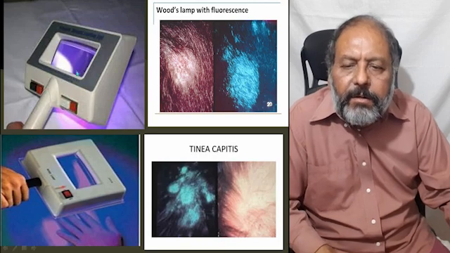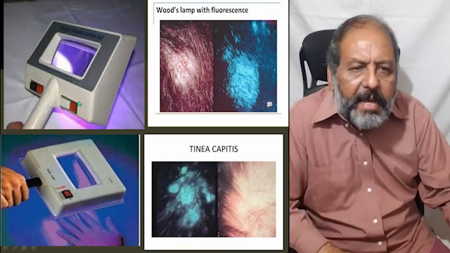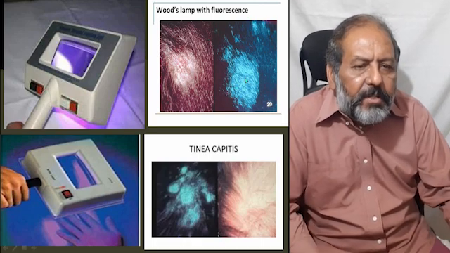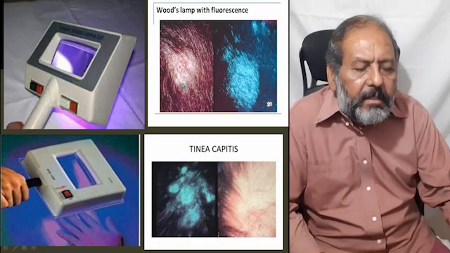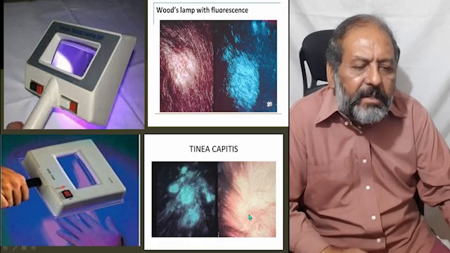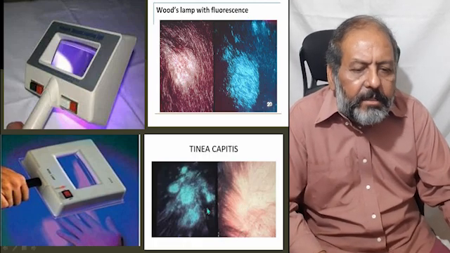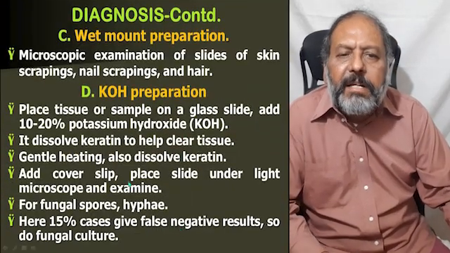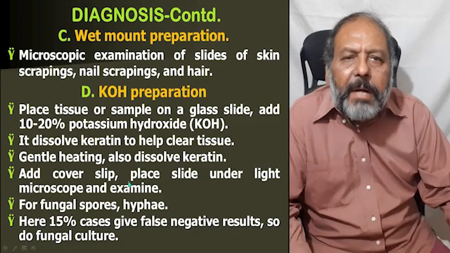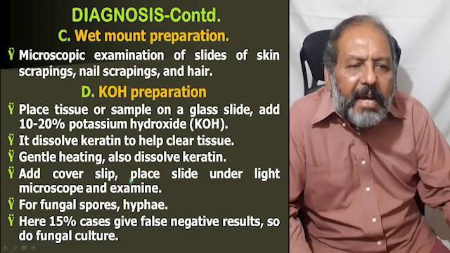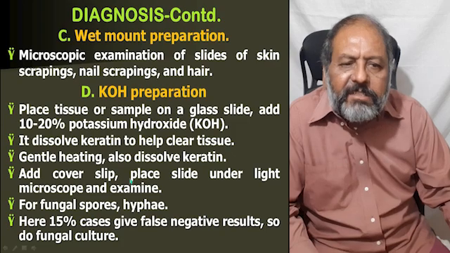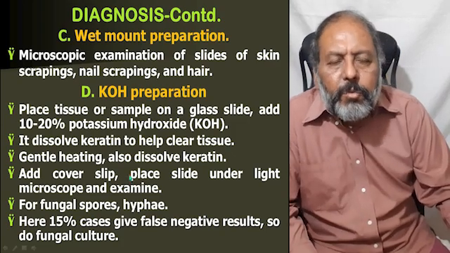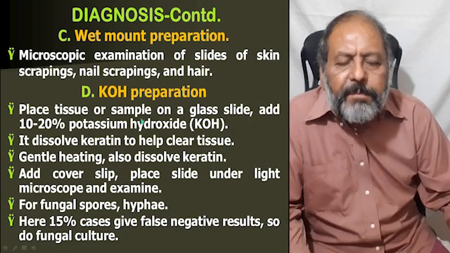So here is a Wood's light lamp, and that is the Wood's lamp with fluorescence. One can see the fluorescence of this lesion under the Wood's light, and similarly the fluorescence of this lesion under the Wood's light. Now, third is wet mount preparation, a microscopic examination of slides of skin scraping, nail scraping, and hair, seen under light microscopy to see the fungal component.